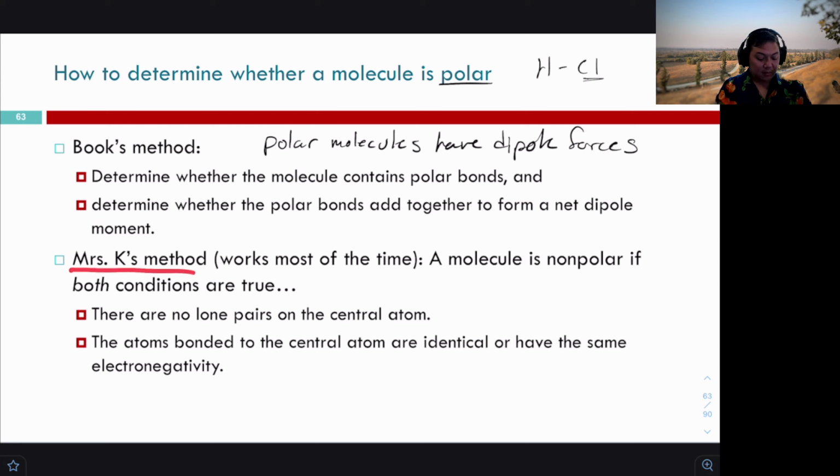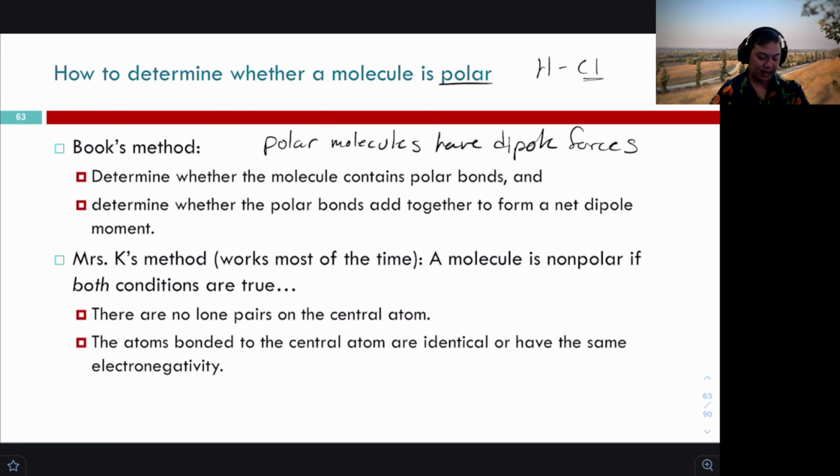I like my mom's method better, which is a molecule is nonpolar if both conditions are true. There are no lone pairs on the central atom, and the atoms bonded to the central atom are identical or have the same electronegativity. For the most part in this class, if all of them are identical, it's going to be nonpolar because they have the same electronegativity. But most of the time they're going to have the same or similar electronegativity. If they're different, they will have different electronegativities.